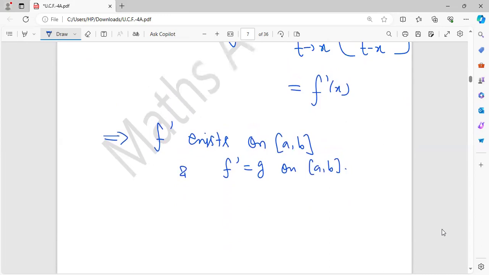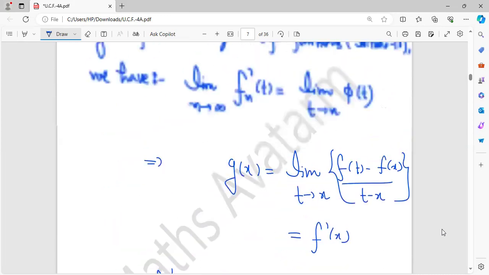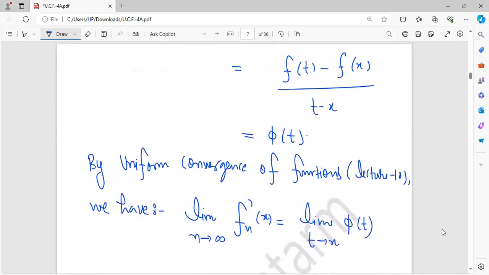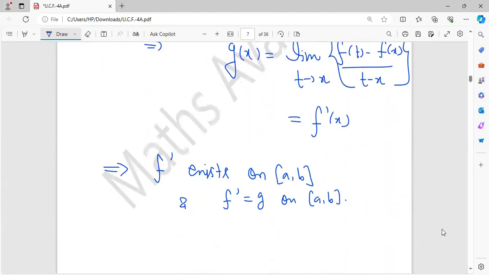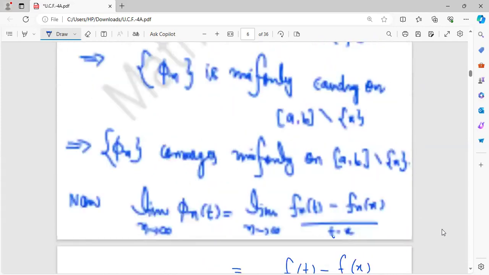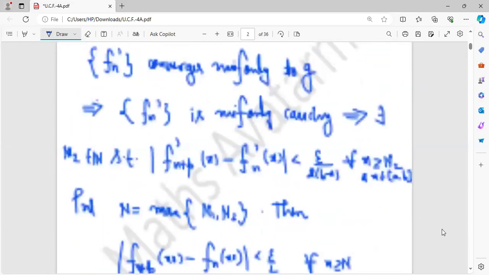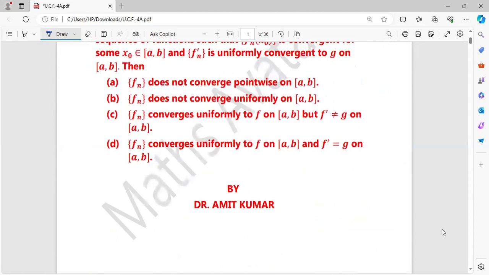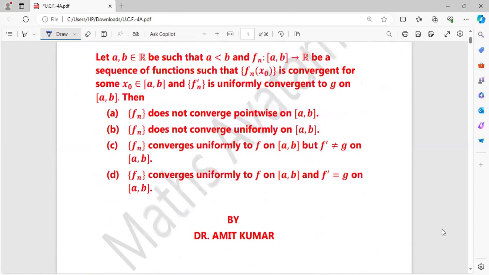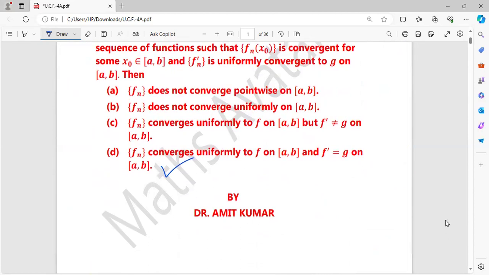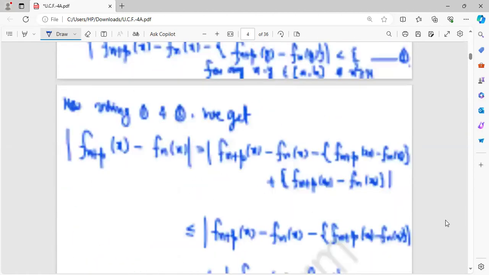Okay. So we have proved the result. We have shown that f n is converging uniformly, we have done it already, and the derivative of f is nothing but g on AB. So we have done it. So what option is correct? So option number D is correct. Okay. So now we will see some example on it.